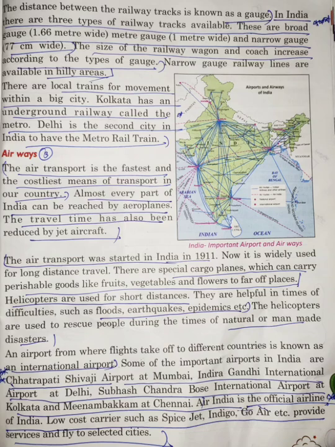Air transport was started in 1911. Now it is widely used for long-distance travel. Planes like cargo planes are used for carrying perishable goods like fruits, vegetables, and flowers to far off places.